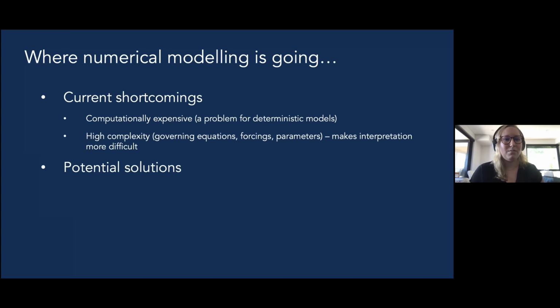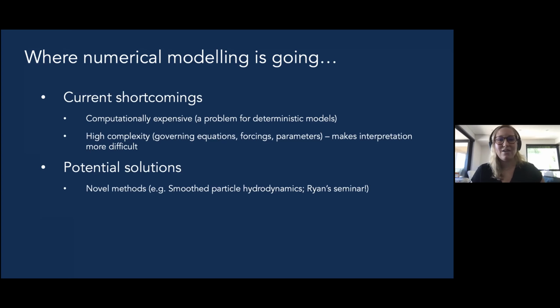And so here are some of the potential solutions that I've seen popping up that have been used in tandem with these numerical models. And so we saw Professor Ryan Lowe give a great talk on his work that he did during his sabbatical, I believe, on smoothed particle hydrodynamics. And these are very well suited towards problems in computational fluid dynamics. And so they're new ways of discretizing the space that you're trying to simulate, new methods that are popping up now and then.